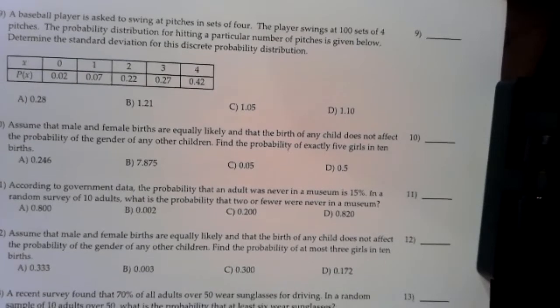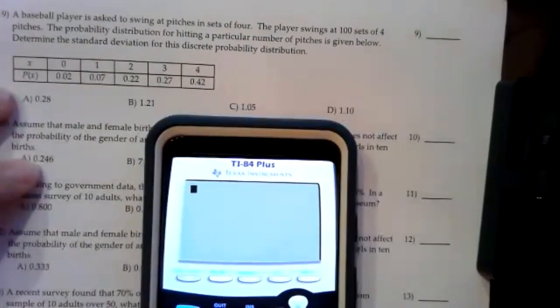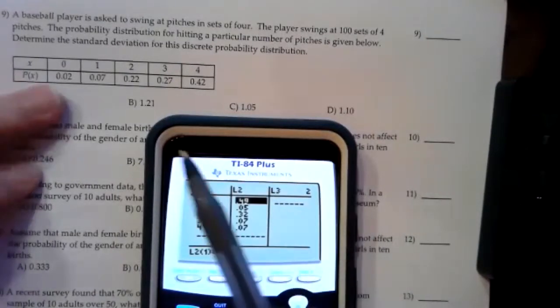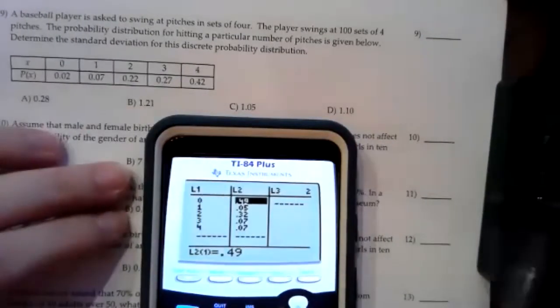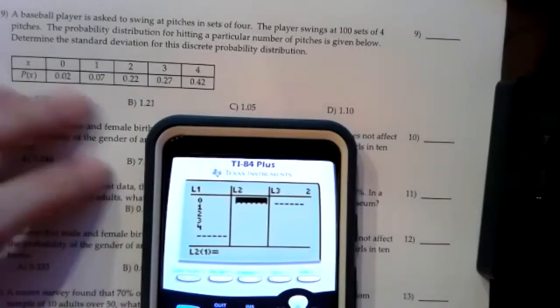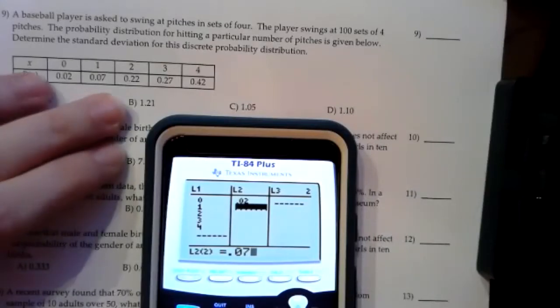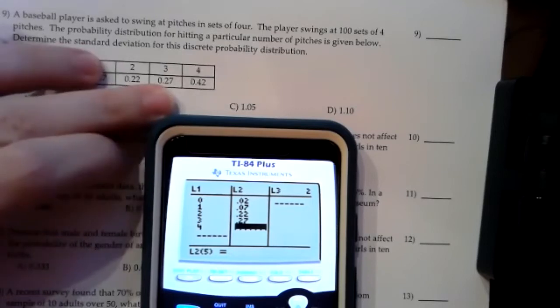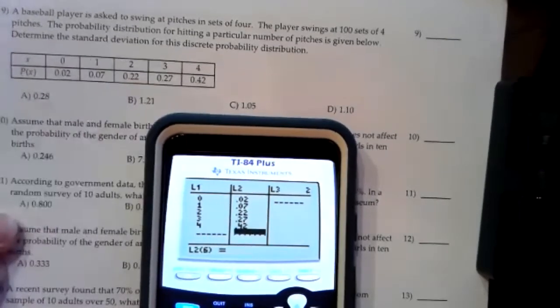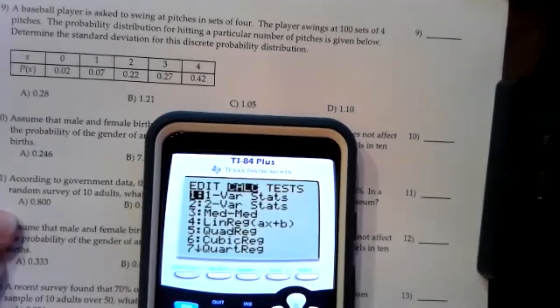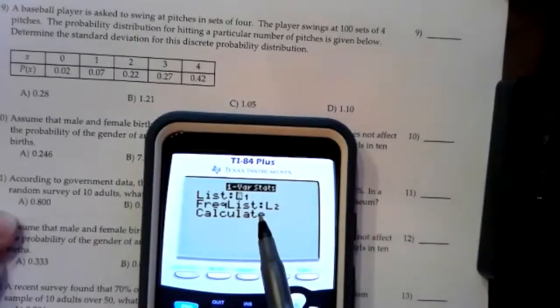All right, so number 9 is similar. You have a table again. Any of these that have tables, we're going to Stat, Edit, and enter our table. Let's see, 0, 1, 2, 3, and 4. That's the same there. So L2, I'd clear out and put in my 0.02, 0.07, 0.22, 0.27, and 0.42. Then we're going to go to Stat, Calc, 1-Var Stats, L1, L2.